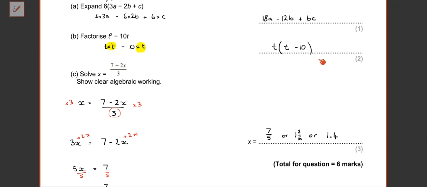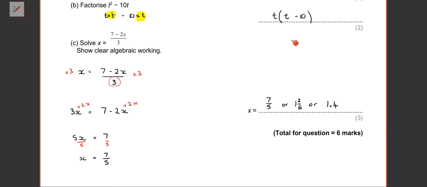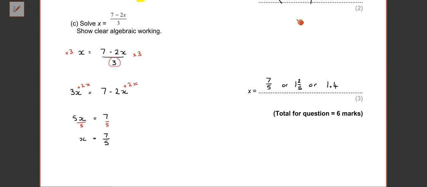Mm-hmm. It's basically, for that one, it's 2. I would say, potentially, there's 1 mark if you factorise but got one of the factors correct. So if you put a T on the outside, but you've still got T minus 10T on the inside, you could probably have 1 mark. Quite generous because it's probably a foundation question. Okay? So 1 mark if you got T or T minus 10 right. Okay, part C. We've got x equals 7 minus 2x over 3. Okay?